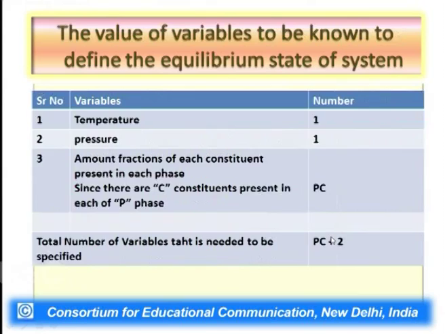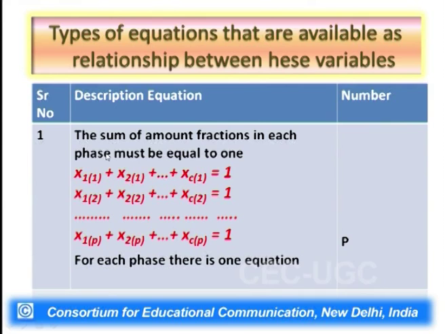Right. So, we have already discussed the total number of variables which we are required to specify in order to describe the state of the system. Now, let us see how many equations are available which relate these intensive state variables of the system. For this purpose also we have made a tabular illustration over here. In this tabular illustration, you can see the description of types of equation is considered first, and also given is how many equations of a particular type are available.